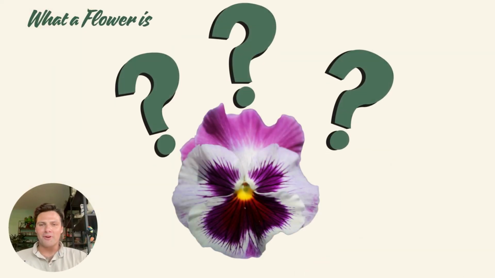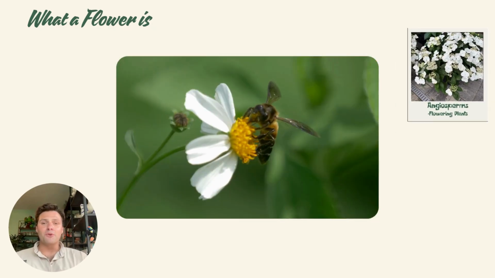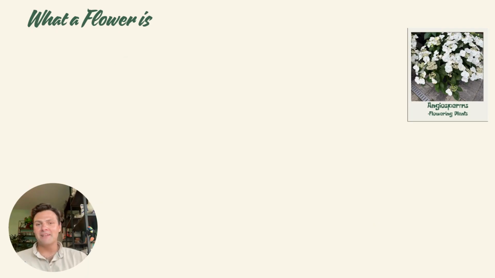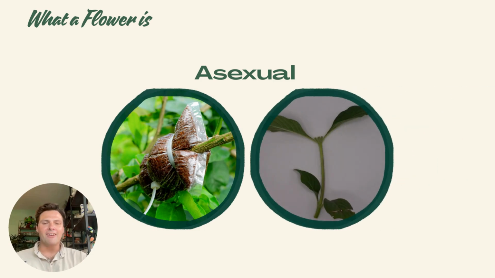Let's first talk about what a flower is. So, in angiosperms, that's flowering plants, the flower serves as a site of sexual reproduction. Angiosperms have two main methods of reproduction. There's asexual reproduction and then there's sexual reproduction. Asexual reproduction is done through propagation methods like air layering or cuttings and results in the new plant being exactly the same as the mother plant, basically a duplicate.